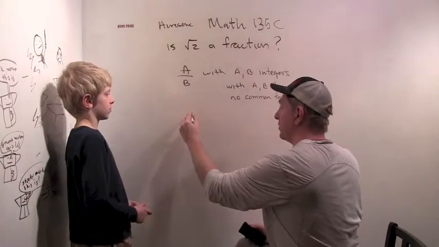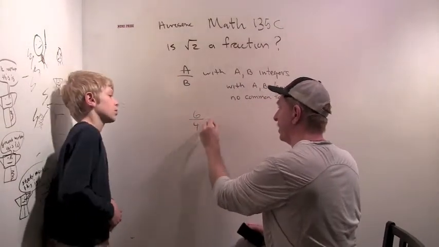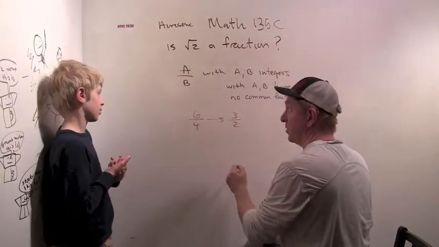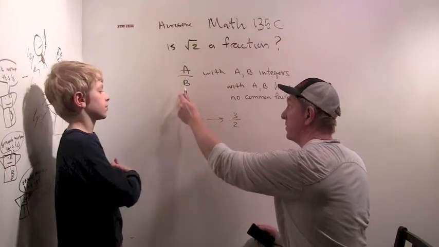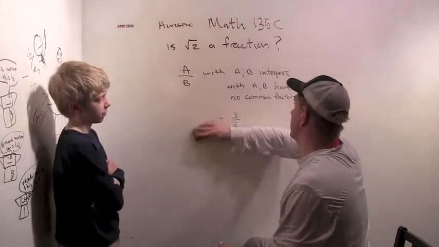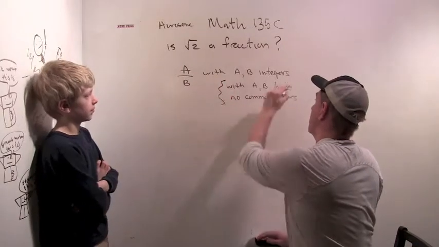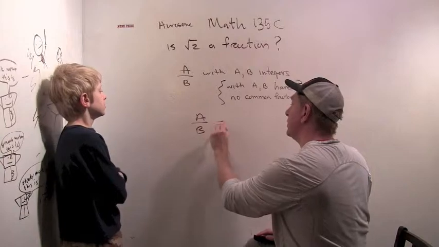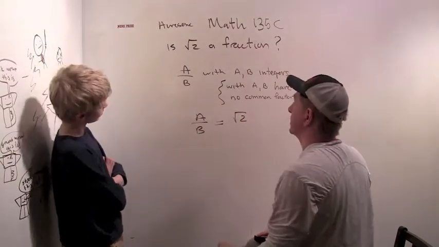So I don't want a and b to be 6/4, for example. I would reduce it so that it would be 3/2. So no common factors. I'm trying to make it the simplest fraction it could be in. So this is an important assumption: a and b have no common factors. So a over b, we're saying, equals the square root of 2.